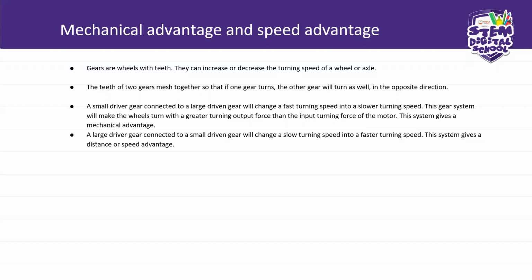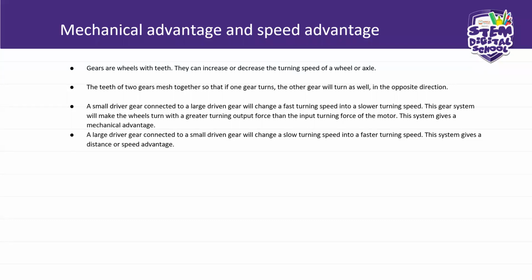The teeth of two gears mesh together so that if one gear turns, the other gear will turn as well in the opposite direction. A small driver gear connected to a large driven gear will change a fast turning speed into a slower speed. When I want to slow down, I change to a smaller gear and make it the driver. This gear system will make the wheels turn with a greater turning output force than the input turning force of the motor. This system gives a mechanical advantage.